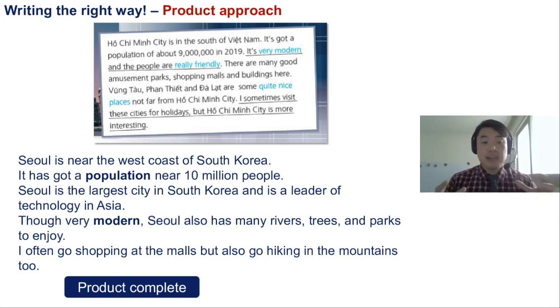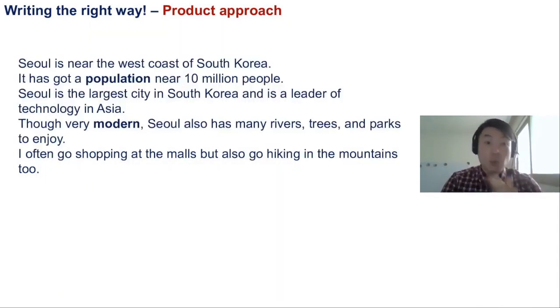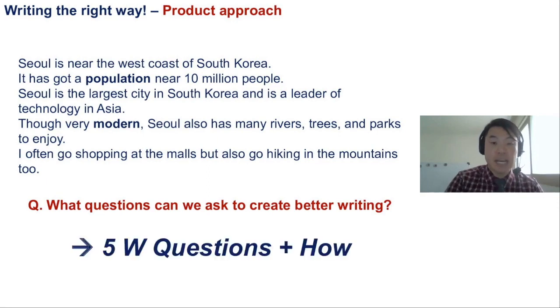So you can see that the product is now complete. But what can we do more? Can we push our students a little bit more? Can we do more and get better quality from them? And it's quite simple. Remember, this is our product. We now have written our paragraph. How can we create better writing? What questions can we ask to create better writing in the classroom?